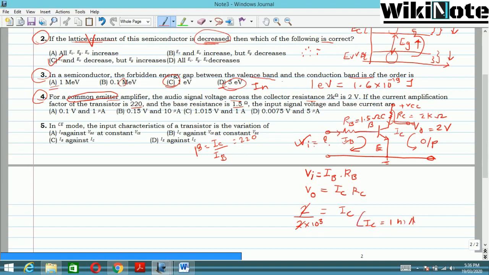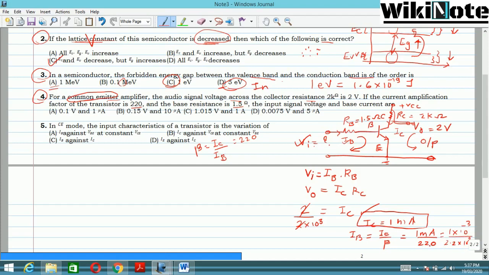Now if IC is equal to 1 milliampere, then my beta is equal to 220. Can I get IB from here? Yes. IB is equal to IC divided by beta, and IC is 1 milliampere divided by beta, 220. So the answer is 1 into 10 raised to minus 3 over 220. How to tackle this? I would like to write 220 as 2.2 multiplied with 10 raised to 2.